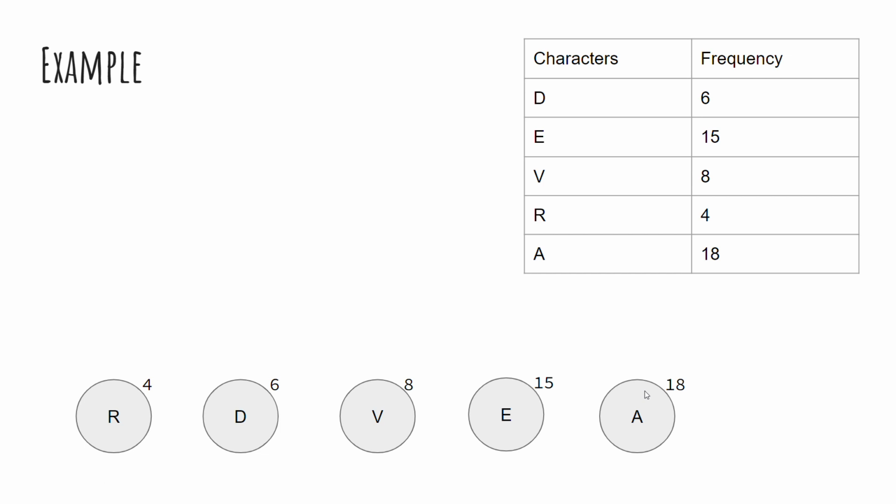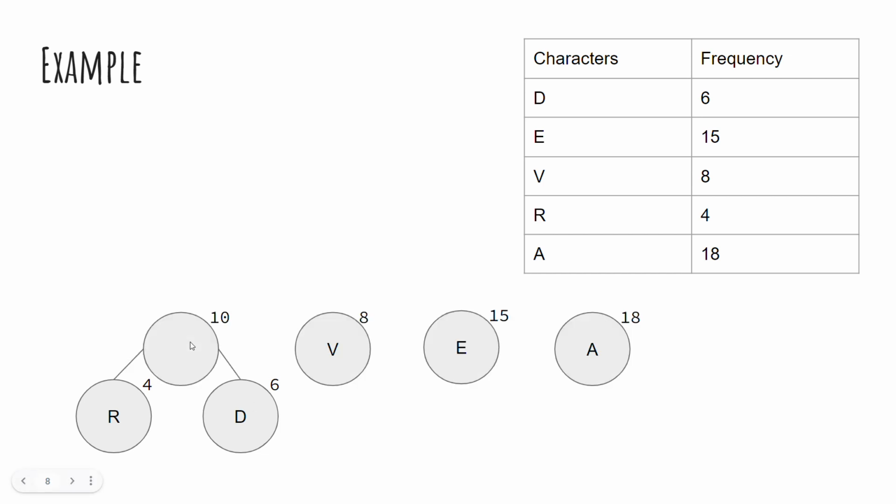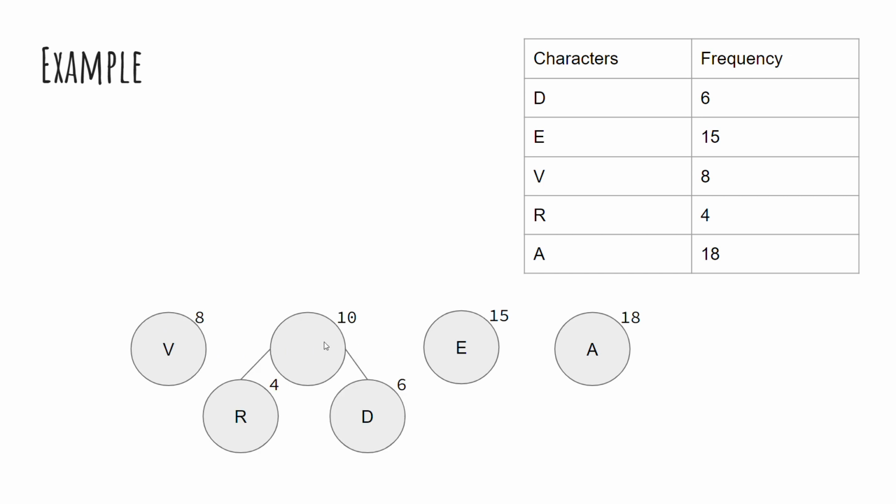Now we'll pick the two smallest nodes, in this case R and D, and make a parent node for R and D. So we now have a single node which represents R and D. And we'll again sort these nodes. This new node becomes 10, and then there's 8, 15, and 18. When we sort it, the new node is second in line now.